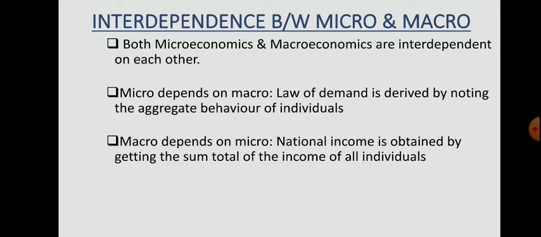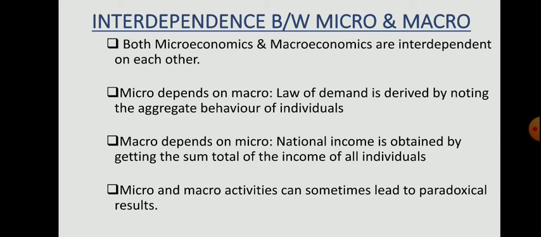Now how macro depends on micro? It is very easy, the example of national income. How can we calculate the national income? We need to know the income of each and every individual of the country for a year, and then we can add the income of all the individuals, and what we will get? The national income. That means what? We need microeconomics data actually, that is income of every individual, and by adding those we can get the macro data, that is national income.